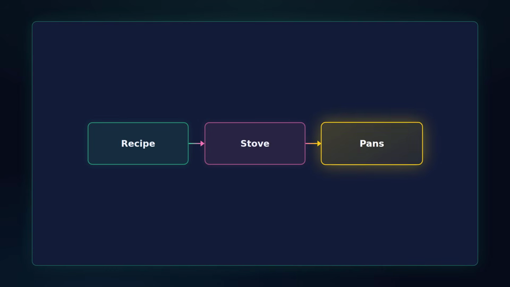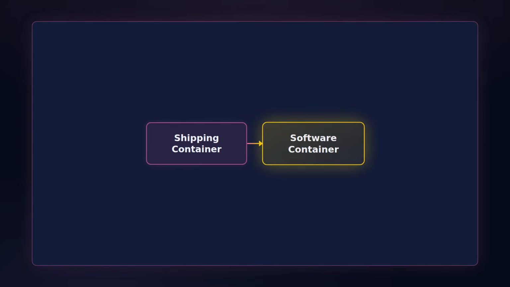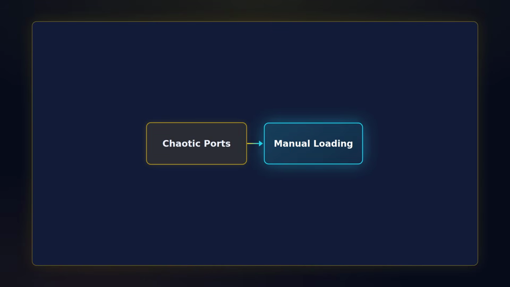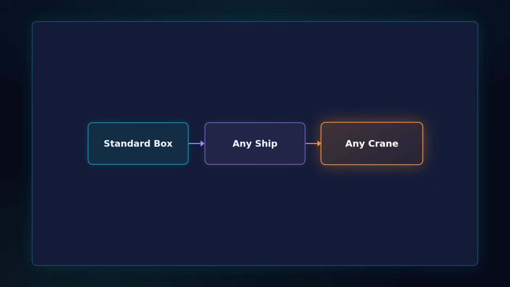Imagine shipping the recipe and the exact stove, the exact pans, together. Not a shipping container, well, actually, almost exactly that, borrowed on purpose. Decades ago, shipping got chaotic too. Every port loaded cargo differently, by hand, painfully slow back then. Then, someone standardized the box itself. Any cargo, any ship, any crane, identical fit everywhere. Docker containers standardize software the same way. Any app, any machine, identical result every time.